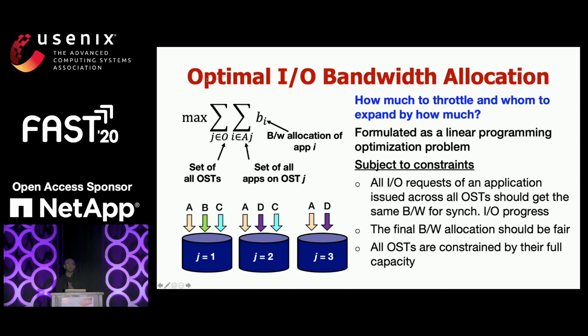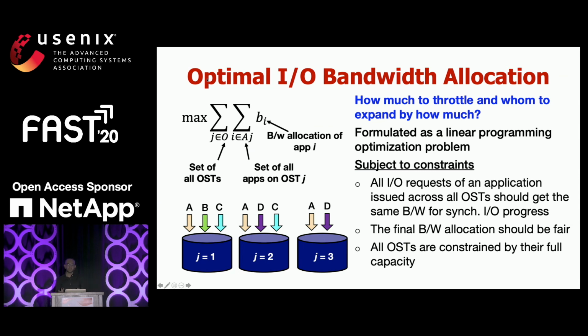Okay, so the last step is to actually perform optimal I/O bandwidth allocation. So this essentially amounts to maximizing the linear programming equation, which is shown on the top left corner. So we maximize over all of the OSTs and over all of the applications that are running on those OSTs, the bandwidth allocation B_i, where i is the application i. And this equation is subject to a bunch of constraints.